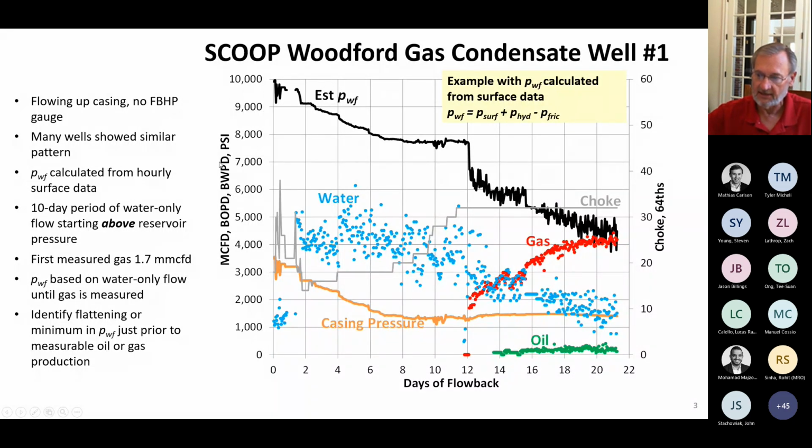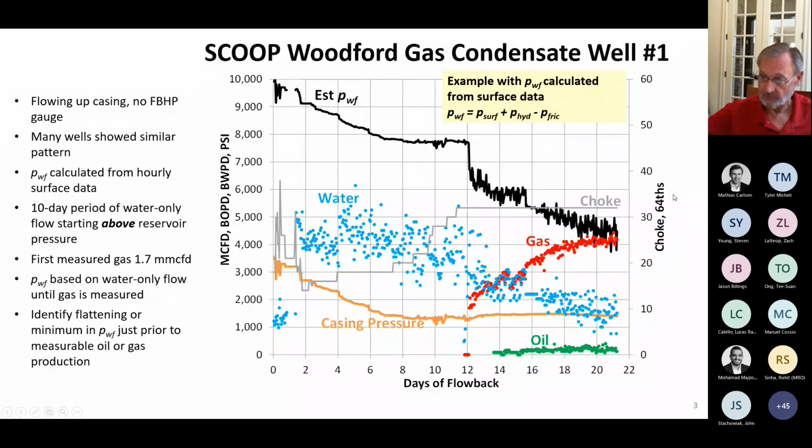What I'll show you on these plots is the black line, which is bottom hole flowing pressure on the left-hand axis. On the x-axis, we've got days of flowback. This is from the time we open the well after the frac and start flowing. There's a water rate on the left axis, an oil rate, the gas rate also on the left axis, and then the casing pressure, and also the choke opening on some of these plots, which is on the right.